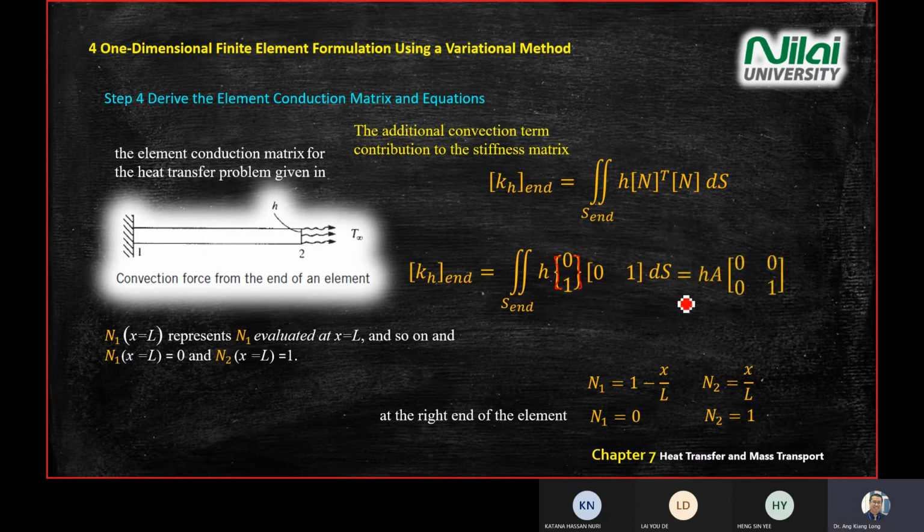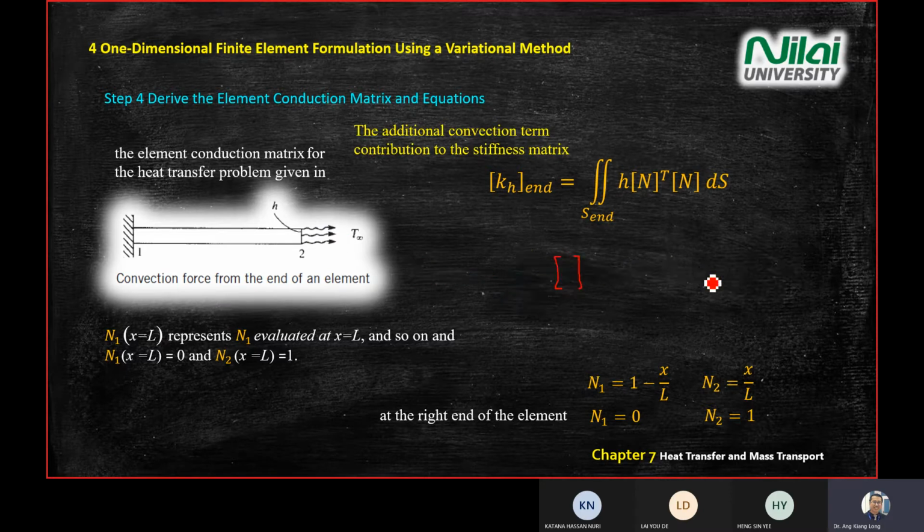Okay, then you continue with the integration. You will get hA times the matrix [0, 0; 0, 1]. So this is the standard form for K_hN that leaks the heat flux out.